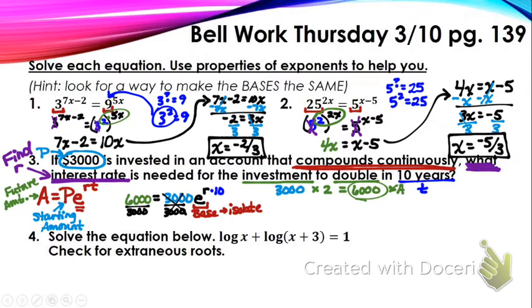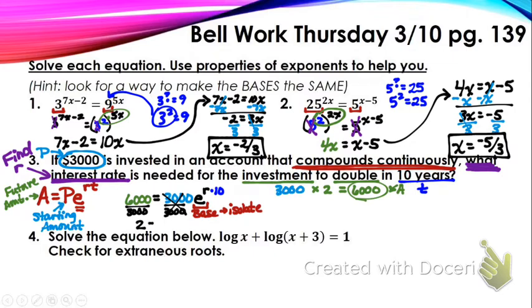What's 6,000 divided by 3,000? What'd you say? 2. We said we wanted our money to double. When you get to this step in the solving, whatever you said you wanted your money to do, that number should show up when you're done dividing. If for whatever reason we wanted our money to be cut in half, I would see a 1/2 show up right here.